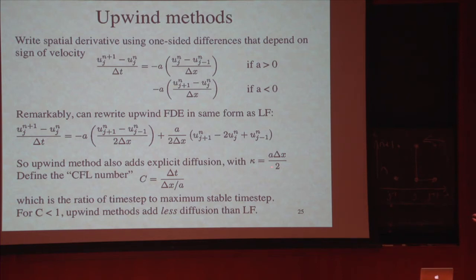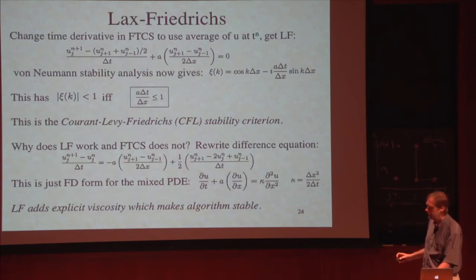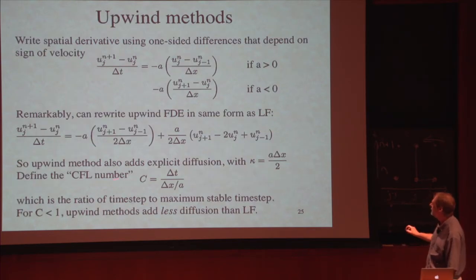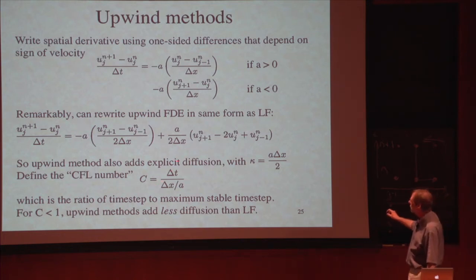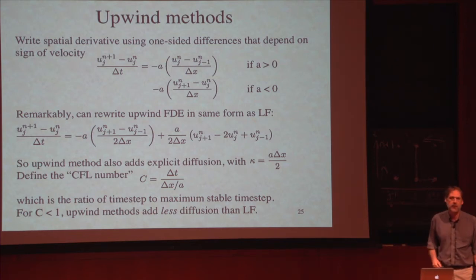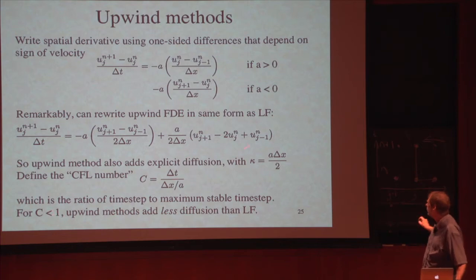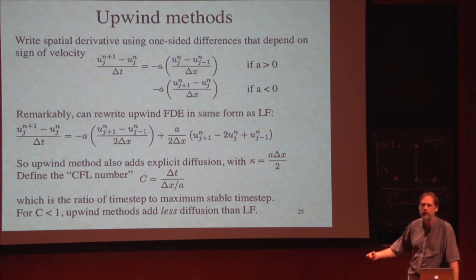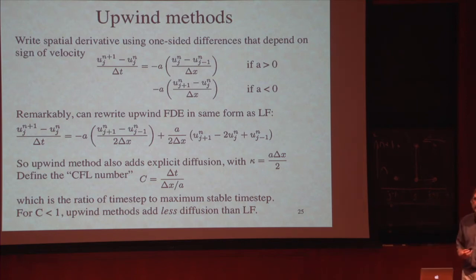It's smaller. If you take the ratio of kappa, the diffusion coefficient for upwind methods, and divide it by the kappa from Lax-Friedrichs, you get the CFL number. You get this quantity a delta t over delta x. In some sense, it's the ratio of the time step you were using to the maximum time step you can use. And so if c is less than 1, this ratio is less than 1, and therefore the amount of diffusion you're adding with upwind methods is less than the amount of diffusion you add with Lax-Friedrichs.